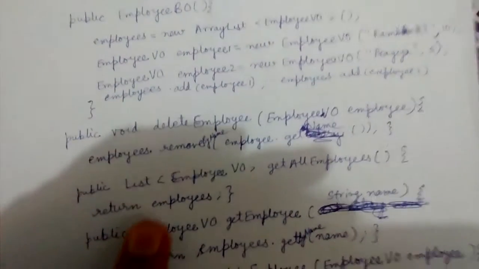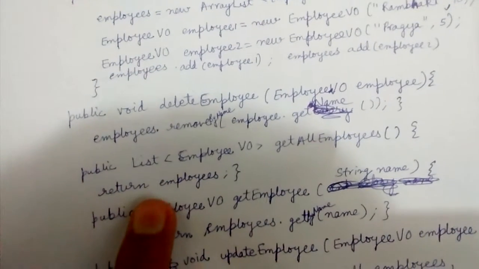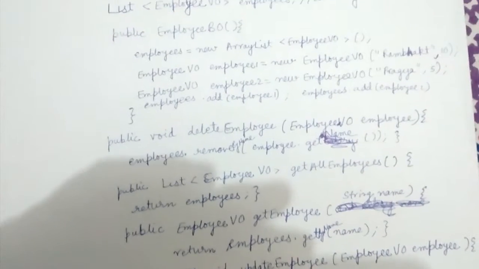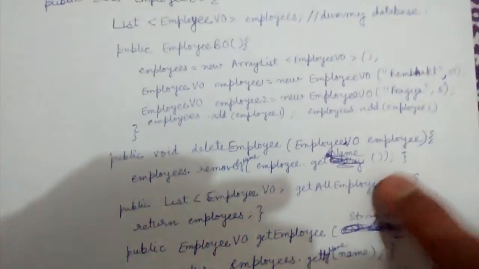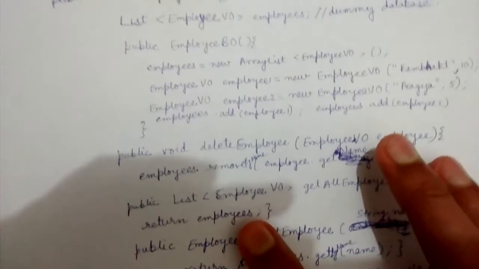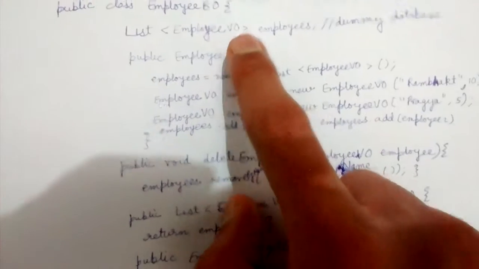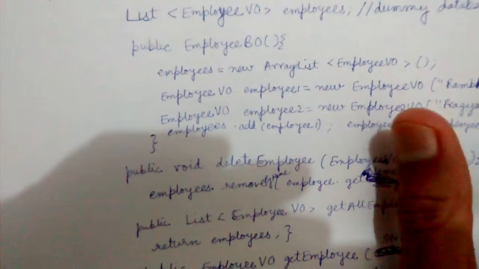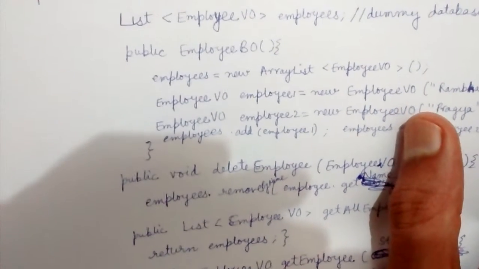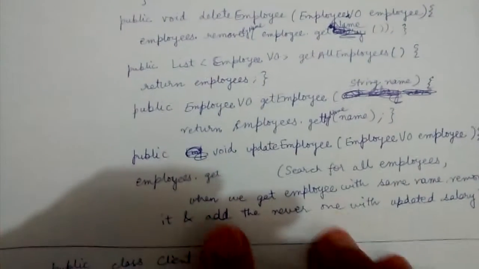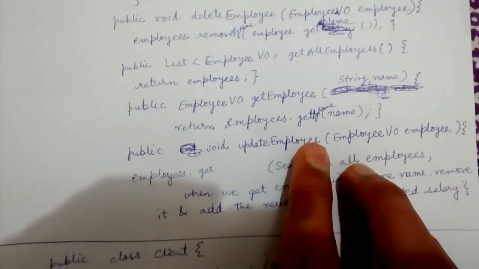Some methods: delete employee, then get all employees. So when the client calls this get all employees method, it gets the list of employees, which is basically a list of employee VO, employee value objects. So whatever transfer of information is taking place, it's taking place in the form of employee VO or a group of employee VO. Get employee also returns one employee.